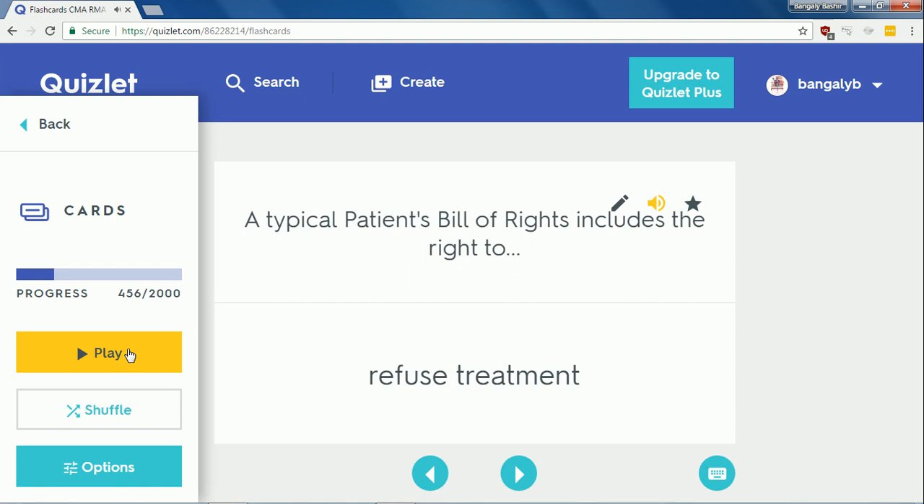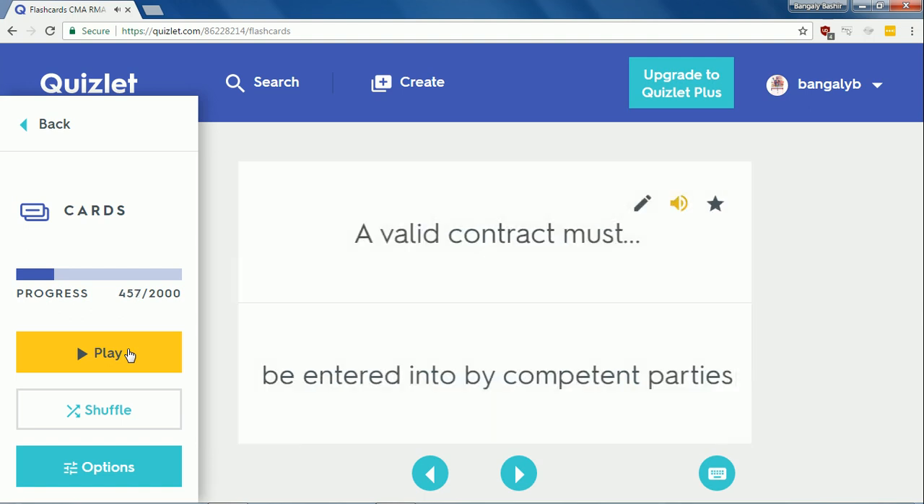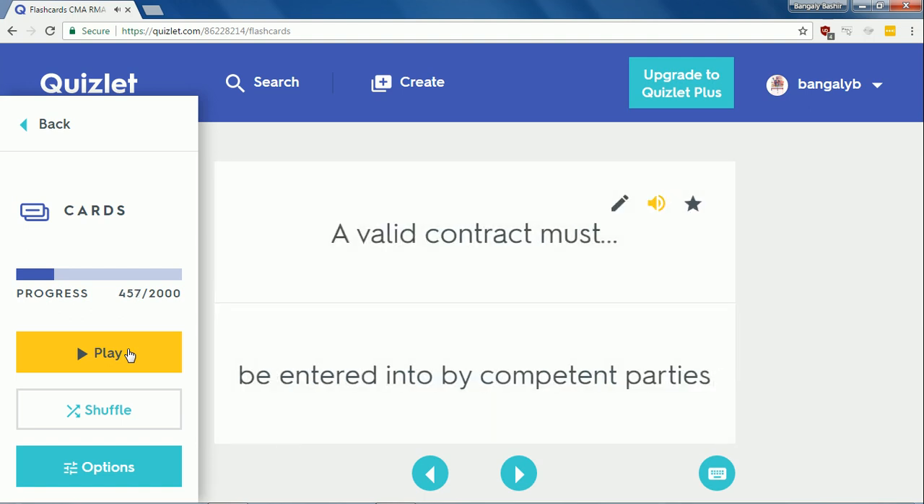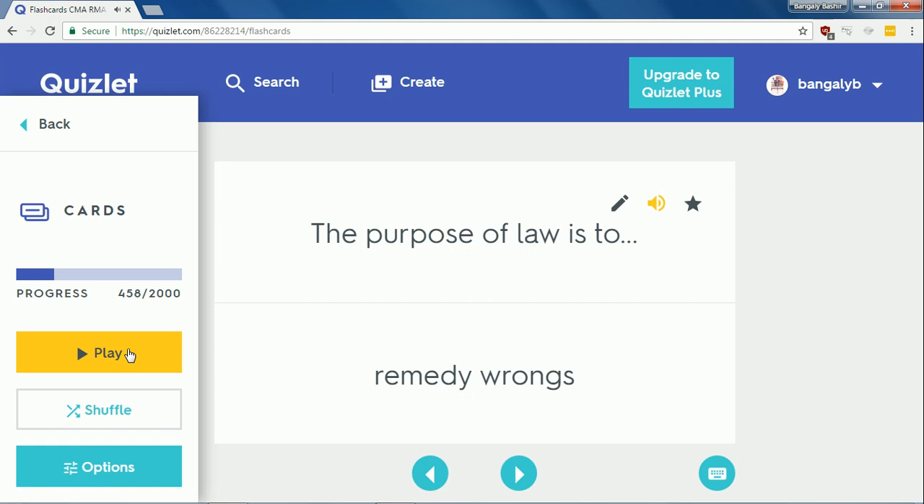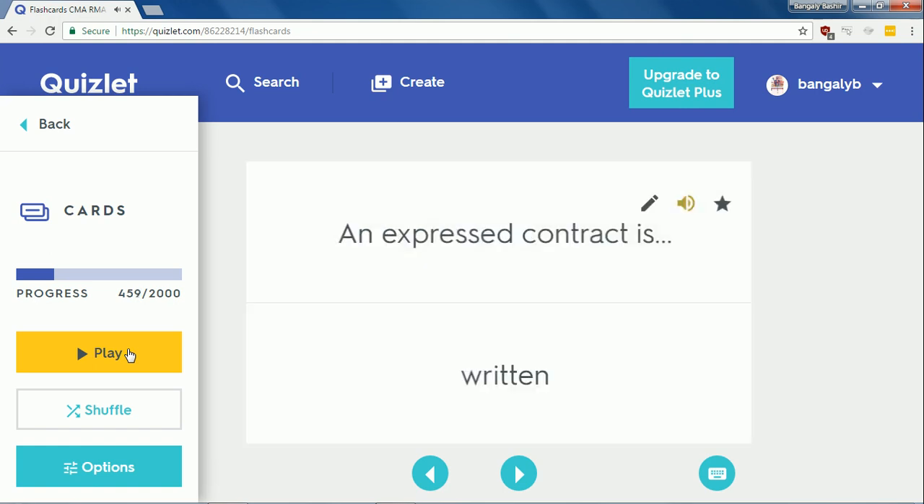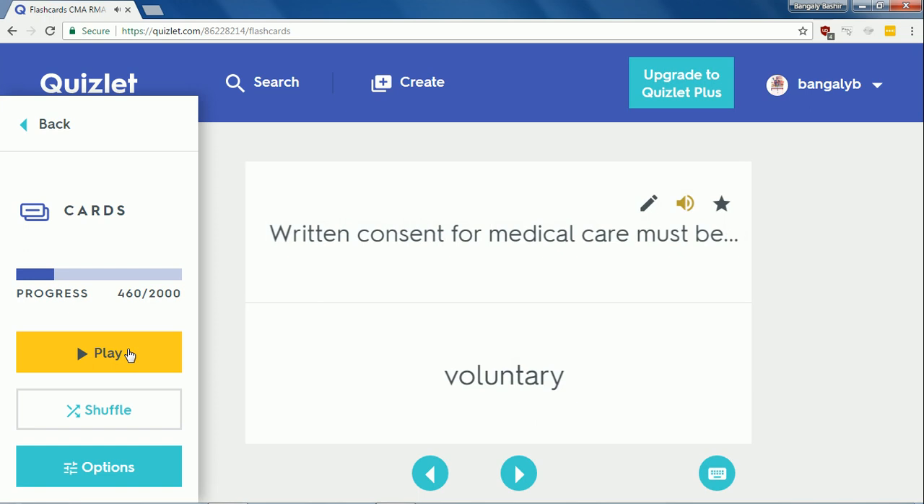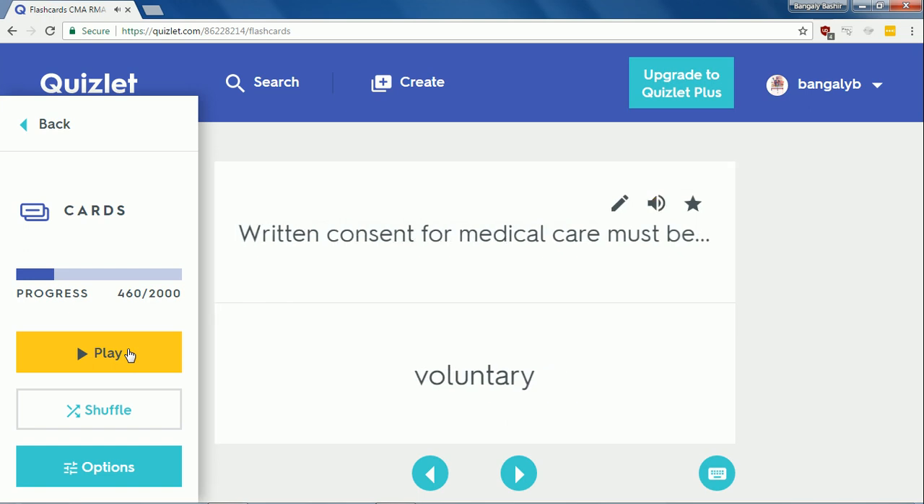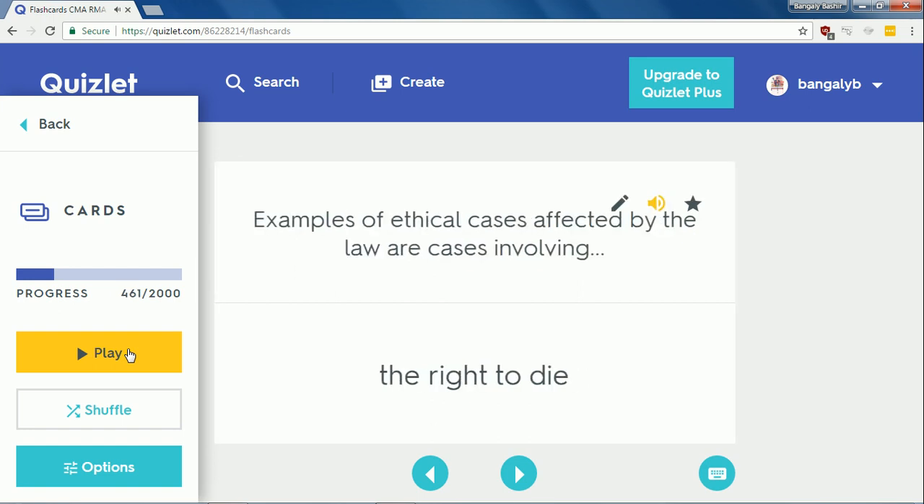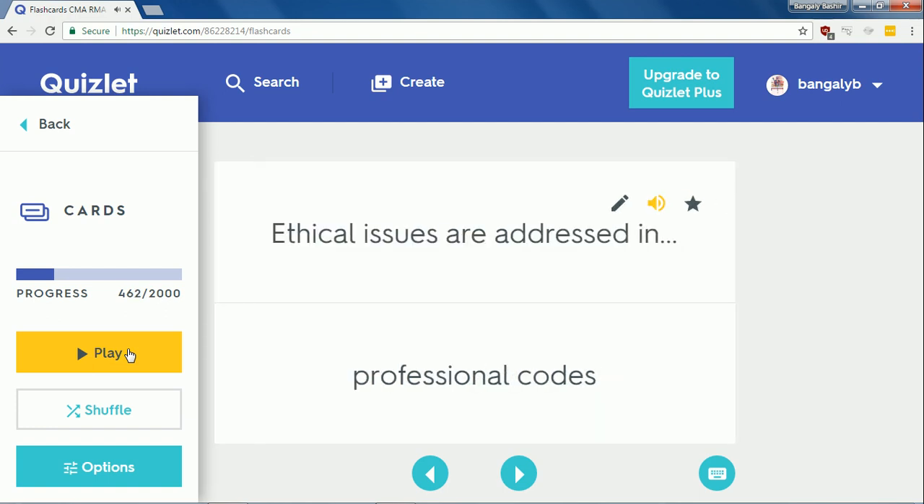A typical patient's Bill of Rights includes the right to refuse treatment. A valid contract must be entered into by competent parties. The purpose of law is to remedy wrongs. An express contract is written. Written consent for medical care must be voluntary. Examples of ethical cases affected by the law are cases involving the right to die. Ethical issues are addressed in professional codes.